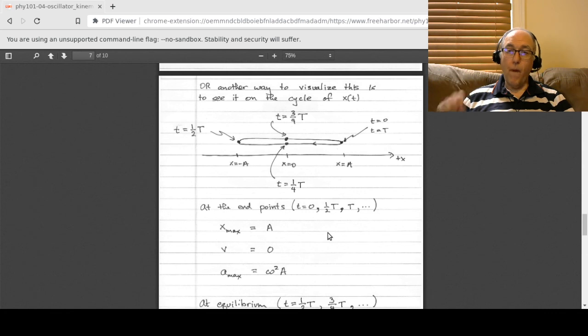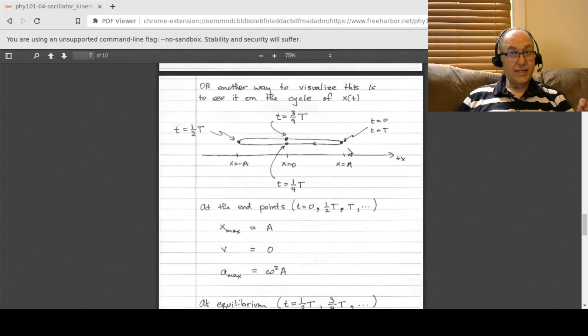Let's ask the question: at what point do you obtain your maximum values of either x, v, or a? Okay, so if we're at the endpoints here, is x equal to A, or is x equal to minus A? So never mind the middle, never mind the equilibrium. Let's just ask at the endpoints. What is the value of x? Well, at the endpoints, by definition, x is its maximum value.